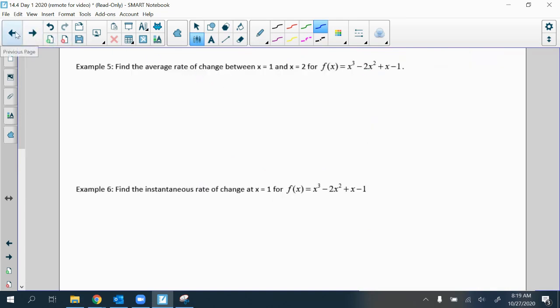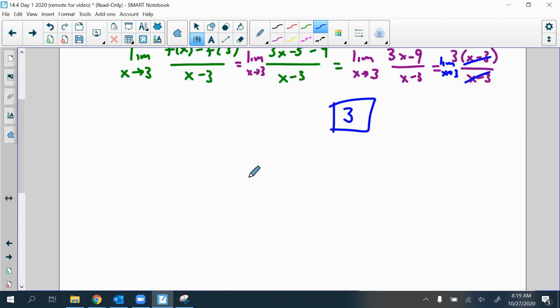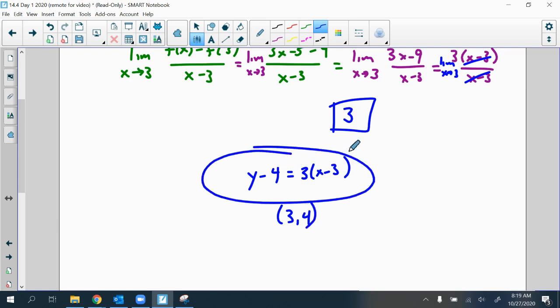And then if I wanted to write the equation of the tangent line, that was not the question, but I could say y minus 4 equals 3 times x minus 3, because the point was 3, 4. Again, this is not the question, so you don't have to write it in this particular case, but if that was the question, that's what we would write.